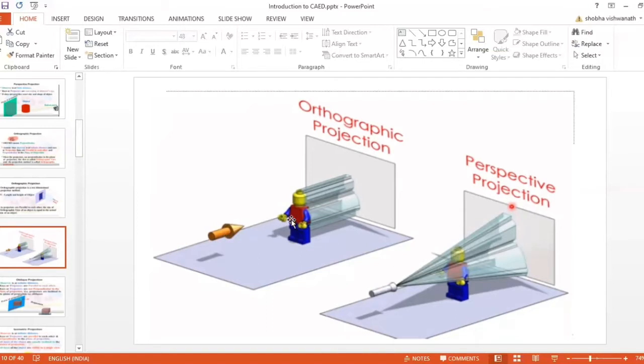Ortho means perpendicular to the plane of projection. In orthographic projection, the image formed on the plane of projection gives the exact shape of the object. That is the meaning of orthographic projection. Whether you draw the front view, top view, or side view, whatever view you draw, you will get the exact shape of the object. But in perspective projection, you get an enlarged object.